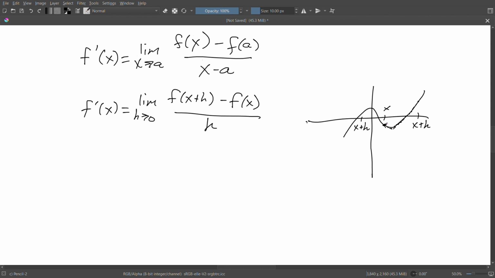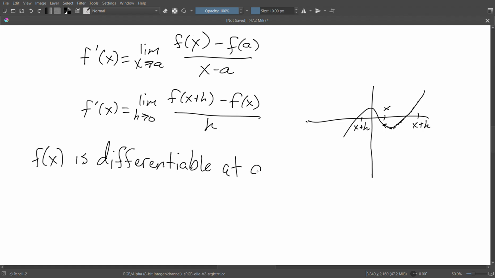And it turns out that this is an incredibly useful thing to know. We say that a function f of x is differentiable at a point A if f prime of A exists. So what does f prime of A look like? It's going to look like, you just put A in the formula.